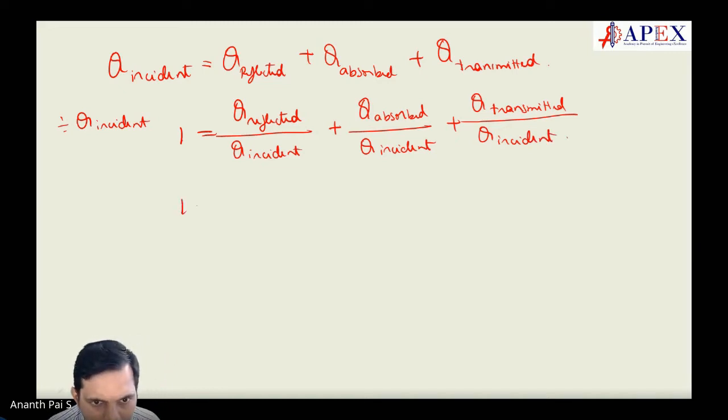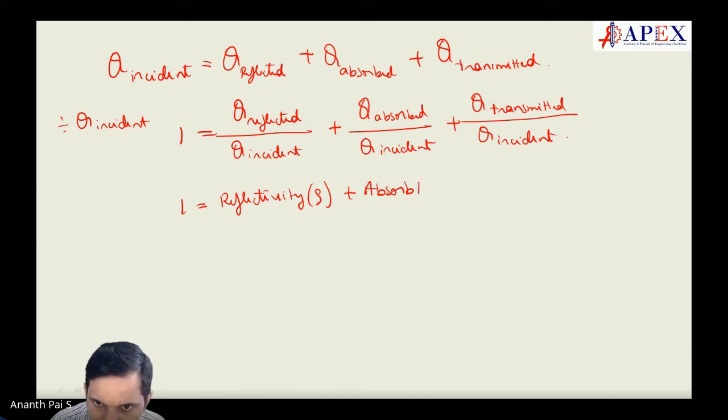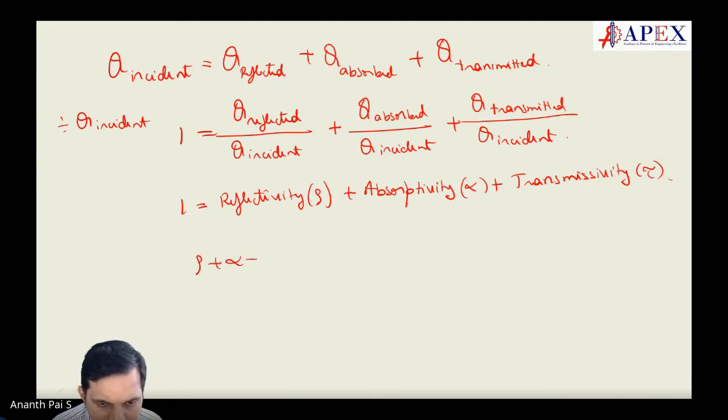Now that is called reflectivity rho, plus absorptivity alpha, plus transmissivity tau. So rho plus alpha plus tau is equal to 1.